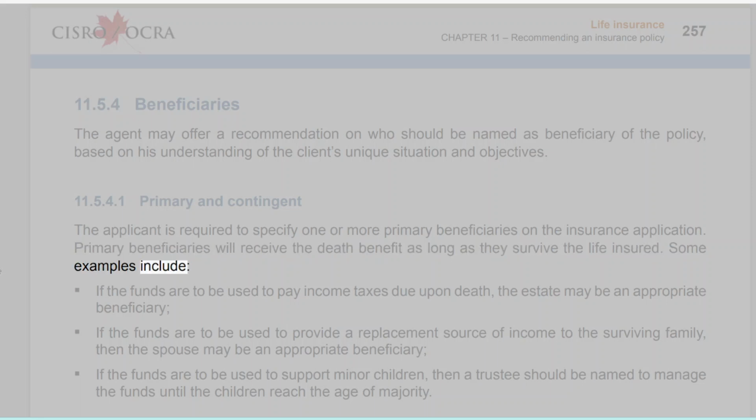Some examples include: if the funds are to be used to pay income taxes due upon death, the estate may be an appropriate beneficiary. If the funds are to be used to provide a replacement source of income to the surviving family, then the spouse may be an appropriate beneficiary. If the funds are to be used to support minor children, then a trustee should be named to manage the funds until the children reach the age of majority.